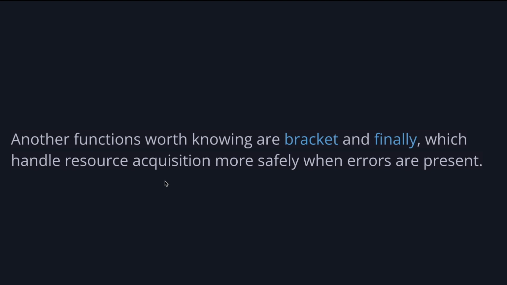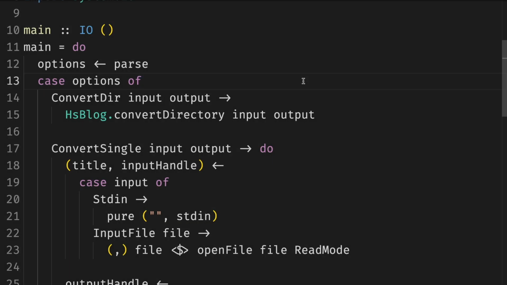Other functions worth knowing are bracket and finally, which handle resource acquisition more safely when errors are present. In our app Main file, we do a small ritual of opening and closing handles. We can try to use bracket to make sure that we always close a handle afterwards, even if an exception is thrown, and avoid closing the handles for standard input and output cases.